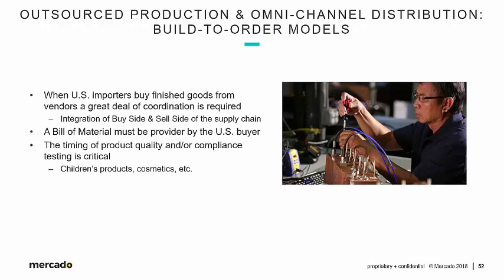Typically, in a build-to-order model, it is the responsibility of the U.S. buyer to provide a bill of material to the vendor that specifies what are the ingredients in the recipe, to use our previous analogy from previous modules. What is the recipe for a given product? What raw materials go into it? What level of quality do we need? Typically, the importer will provide or at least participate in the preparation of a bill of material.